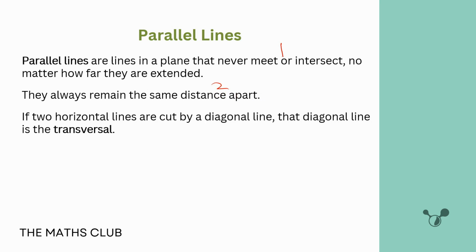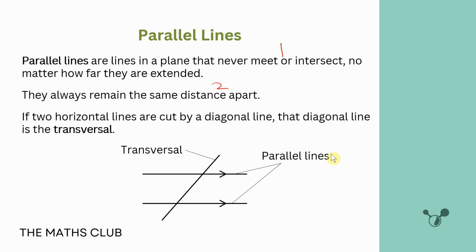If two horizontal lines are cut by a diagonal line, that diagonal line is the transversal. So let's see. Here we have two horizontal lines. These are not just horizontal lines, they're also parallel lines. So this is parallel line 1, parallel line 2. You can see the number of arrows in one is the same as the number of arrows in the other. If there are two arrows in this one and they are parallel to each other, this one will also have two arrows. If this one has two arrows and this one has one arrow, they are not parallel to each other. But one arrow and one arrow means that they are parallel.